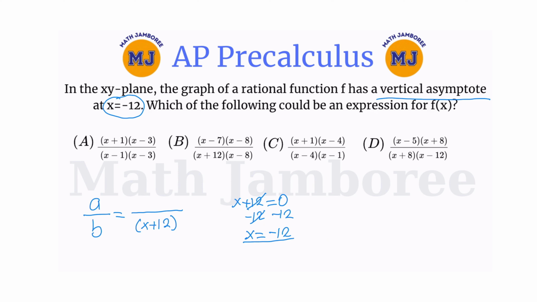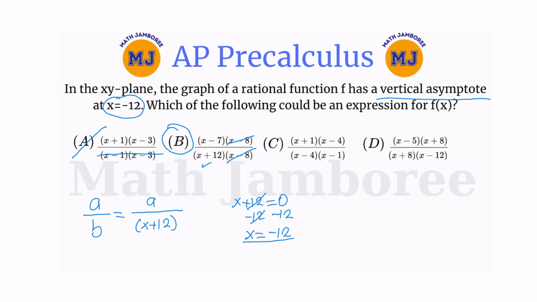So what I'm looking for in the choices is an expression with an x plus 12 in the denominator. In choice A, we don't have x plus 12 in the denominator, and I can go ahead and eliminate choice A. In choice B, x plus 12 is in the denominator, yes, and the x minus 8 cancel each other out. The final version of the function becomes x minus 7 over x plus 12. That's why this will be the answer.